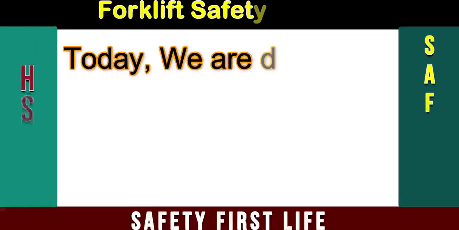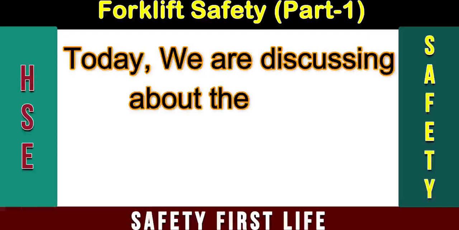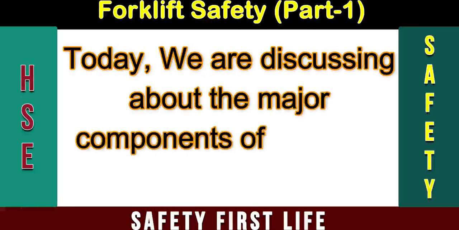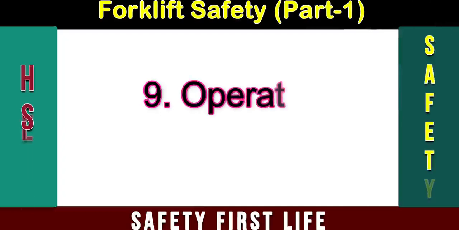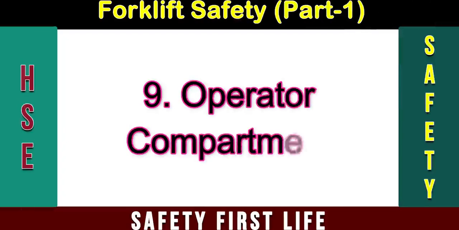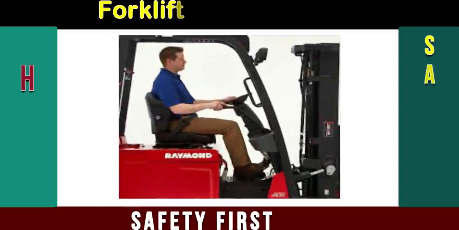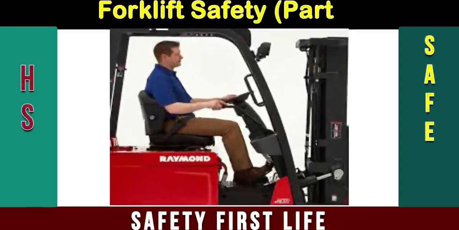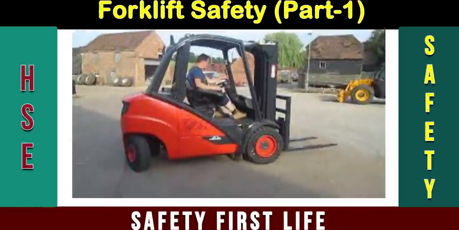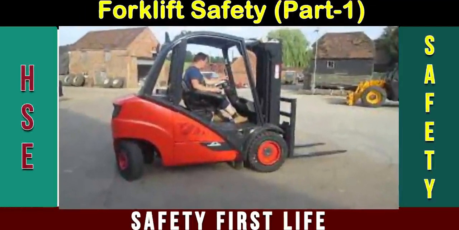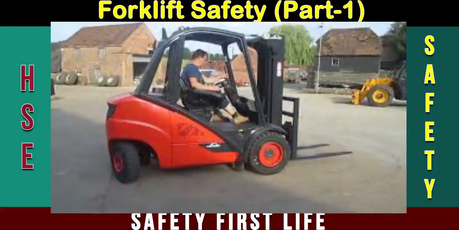And today we are discussing what are the major components of a forklift truck. Major component number 9, operator compartment. The operator compartment includes the seat, controls, and other components that the operator uses to drive and control the forklift.